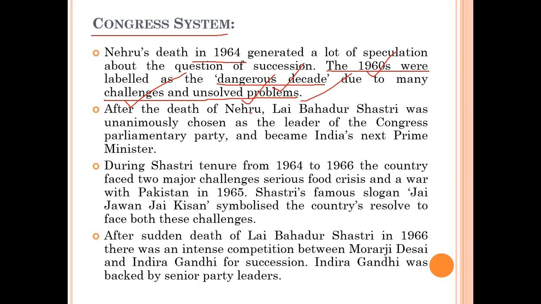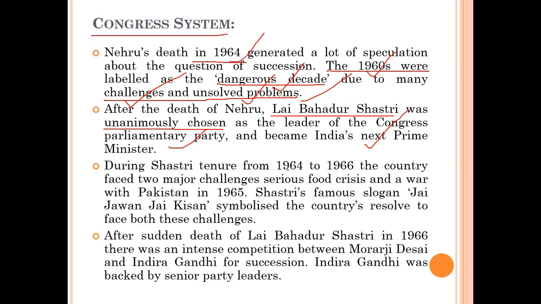After the death of Nehru, Lal Bahadur Shastri was unanimously chosen as the leader of the Congress parliamentary party. Remember, he was chosen unanimously and he became India's next prime minister, the second prime minister in terms of person, because Pandit Jawaharlal Nehru ruled for more than 10 years, from 1951 to 64.